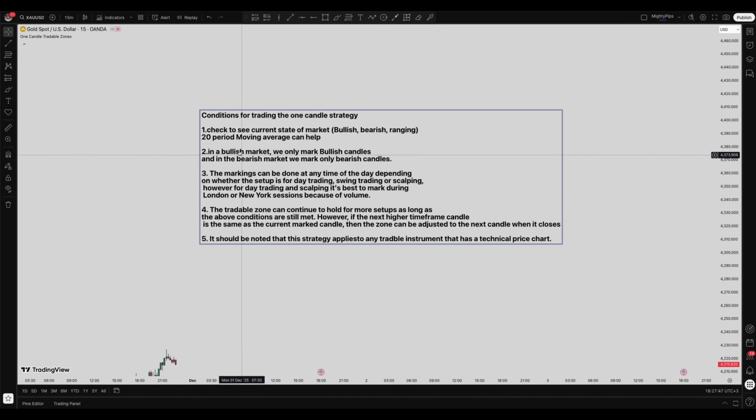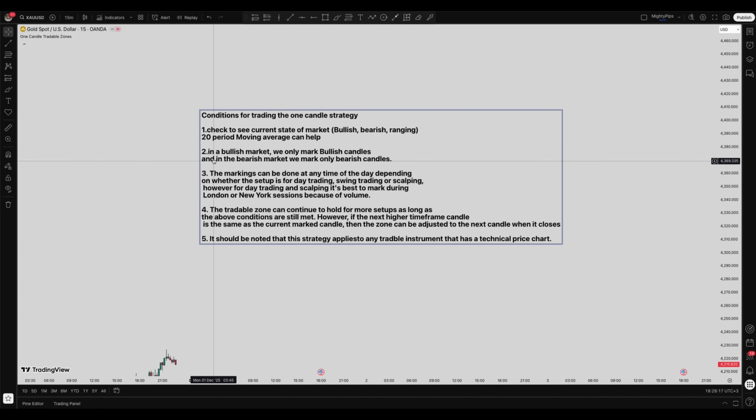So number one is that you check to see the current state of the market. Is it in a bullish trend, bearish trend, or is it ranging? You can use a 20 period moving average to help you with that if you're a beginner. But if you are somebody who has been trading for quite some time, you can use market structure. Is it breaking highs and breaking lows for you to see which direction the market is moving at that moment? So make sure you first check the current state of the market.